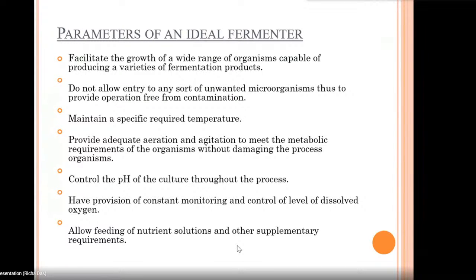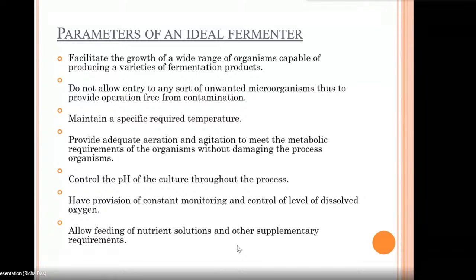Coming to the fourth point now, my ideal fermenter should be able to provide both aeration and agitation to the microorganisms, because only then will my desired product be synthesized. And while aeration and agitation are being provided, the microorganisms should not get damaged, because if they get killed, your product will not be synthesized. How aeration and agitation are used in fermentation, we will discuss in the next slides, when we discuss the various parts of the fermenter.